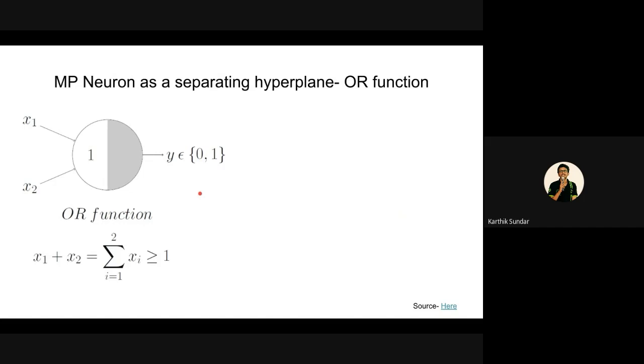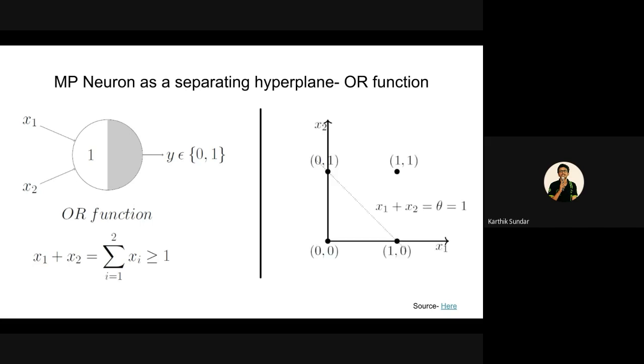But what does this neuron do in a geometric sense? Let's say you want to design an OR function. What do you have to do? The sum, g of x, must be greater than or equal to 1. g of x is equal to x1 plus x2, and x1 plus x2 must be greater than or equal to 1. This is the particular equation that's going to govern our learning principle here. So x1 plus x2 is greater than or equal to 1.